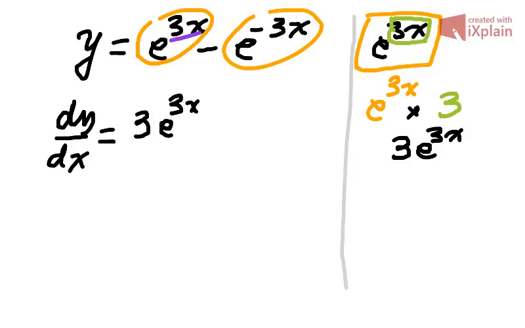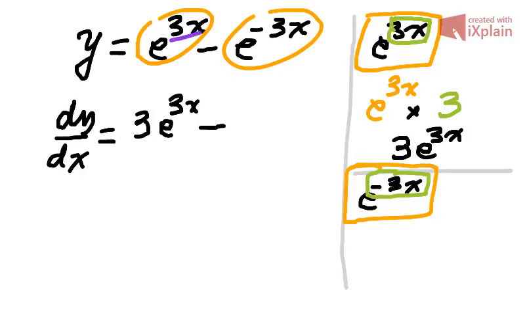Now let's do the second one. So take away, let's do it on the side here as well, e to the negative 3x. So first thing, looking at that, inner function, negative 3x, linear function. Outer function, the exponential e to the negative 3x.